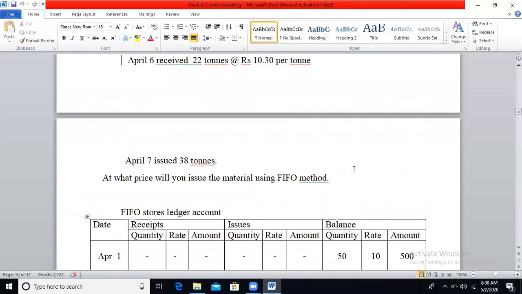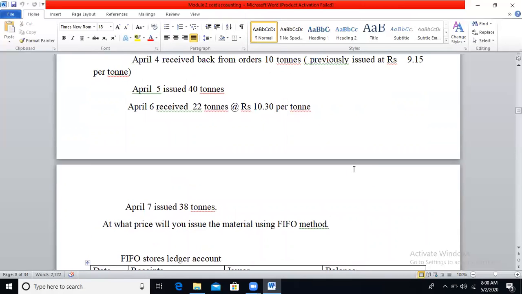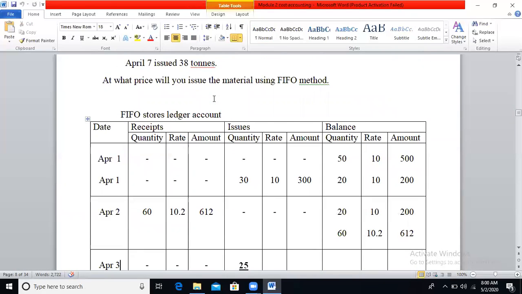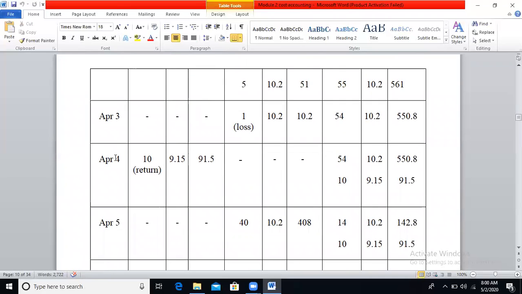Now the next transaction is April 5th, issued 40 tons. So we are making an issue, that is 40 tons. Here we are having the first units, which will be 54. So out of 54 units we can issue 40 units. The price will be 10.2. So 40 units into 10.2, you will get 408.